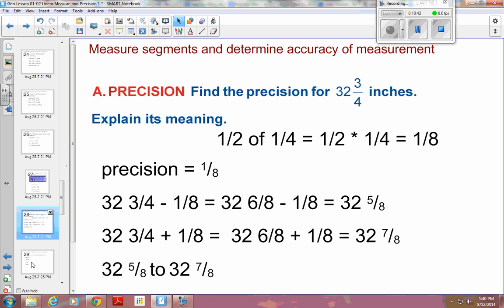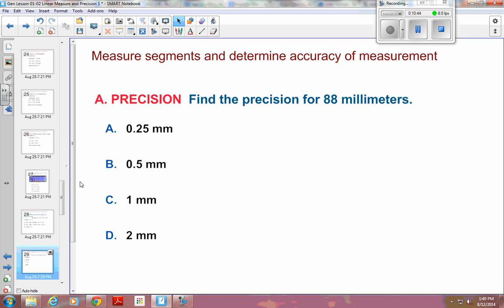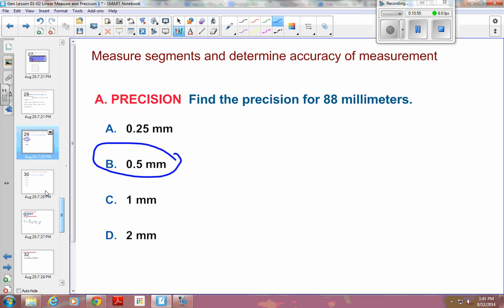Okay? So then just let's find the precision. We don't have to explain the meaning here. Precision for 88 millimeters. Well, this is to the whole millimeter, so we want 1/2 millimeter. So your answer would be 1/2 millimeter, letter B.